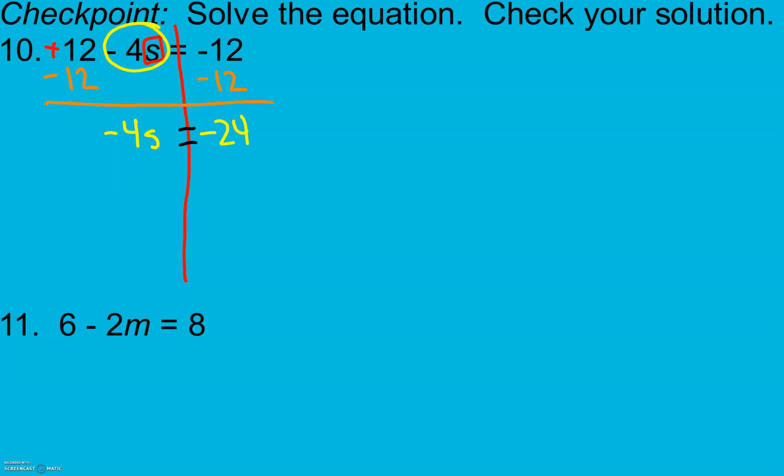Now, my variable is being multiplied by negative 4. So I go ahead and get rid of it by dividing. And again, if I change one side, I have to change both. Here I get 6. We're going to check it. 12 minus 4 times 6 should give us negative 12.